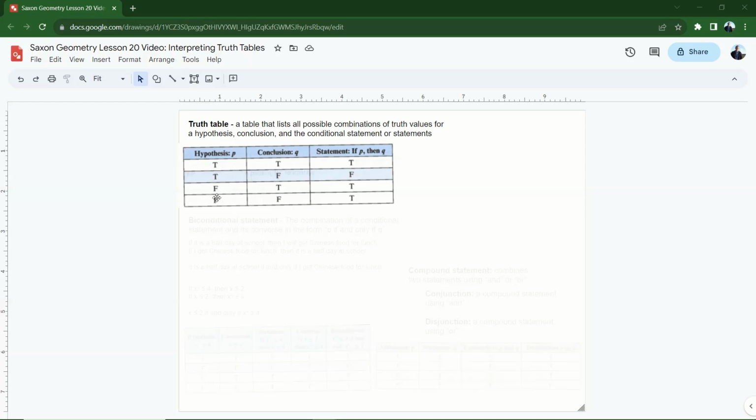The two hypotheses false, it doesn't matter what the conclusion is. If the hypothesis is false, if I don't find a true example of what it is I'm examining, I can't make a statement that the conclusion is false. So the conclusion just defaults to still being true until I can disprove it with a counterexample. So I hope that makes sense. We're going to be looking at some specific examples of this in just a moment.